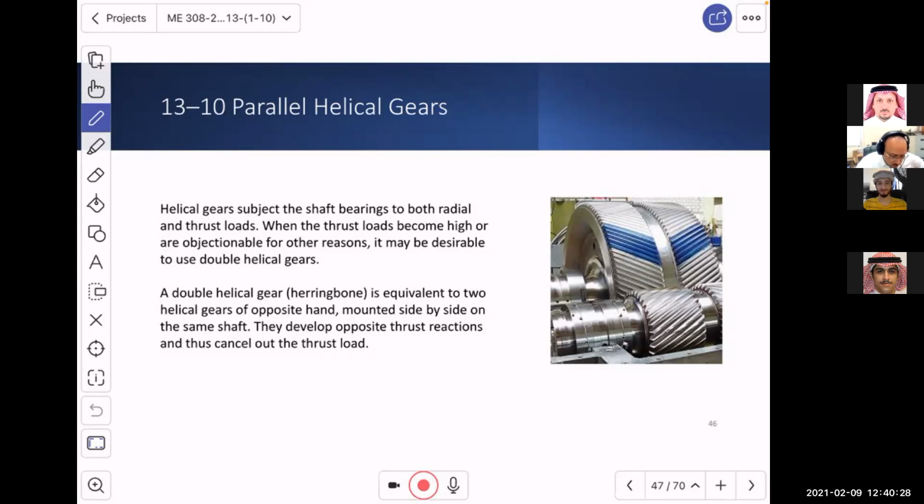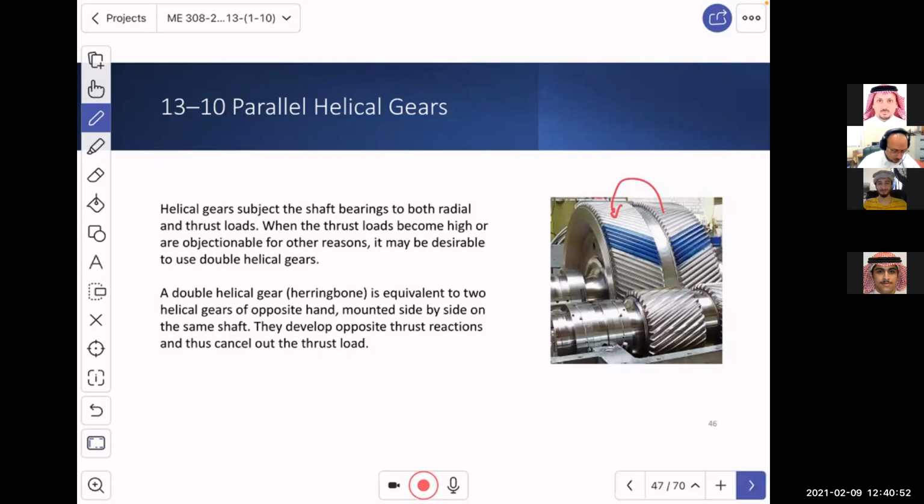This is now a double helical gear arrangement. And what is it going to do? It will just eliminate the thrust, which is produced in one direction and is being opposed by another one, same in magnitude, opposite in direction, and that's what helps you cancel out the thrust.